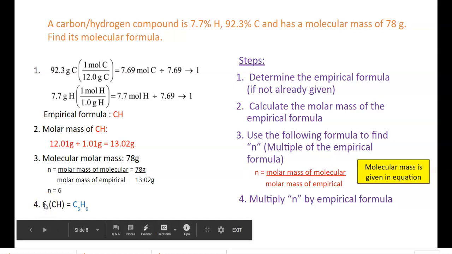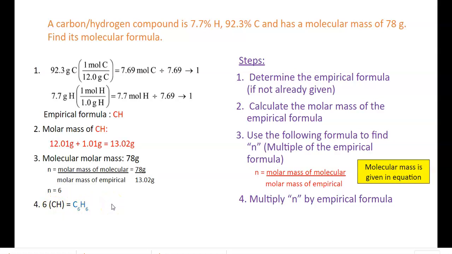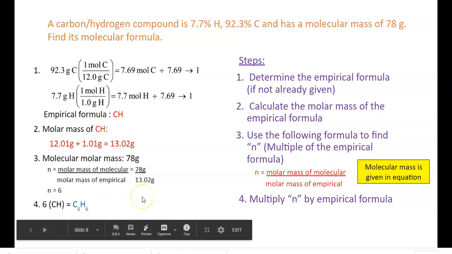And so I'm going to take my empirical formula of CH that I solved for, and I'm going to put a 6. I'm going to distribute it out. 6 times 1 is 6. 6 times 1 is 6. So my molecular formula is C6H6. And that is all you need to know about empirical and molecular formulas.